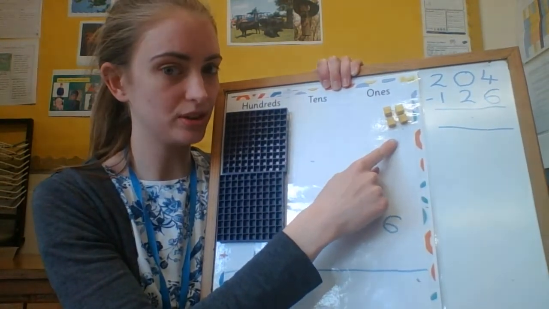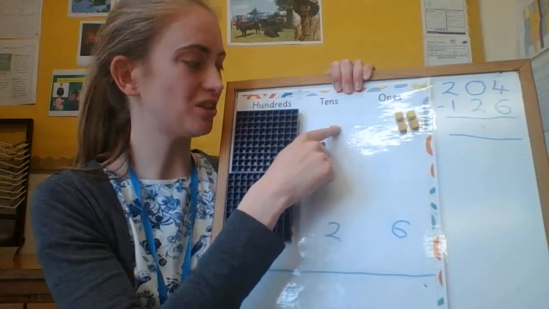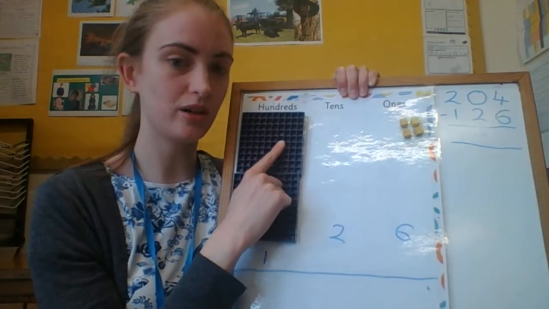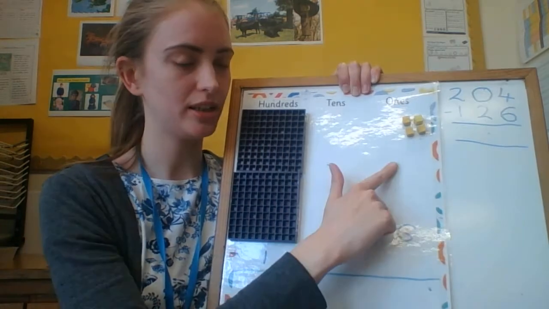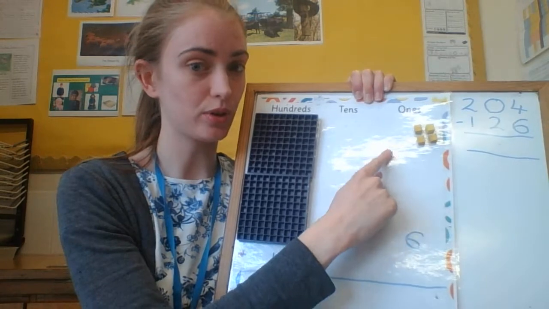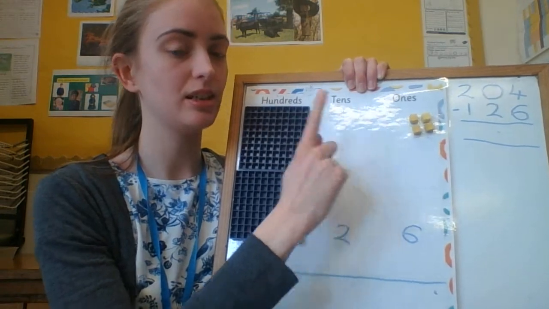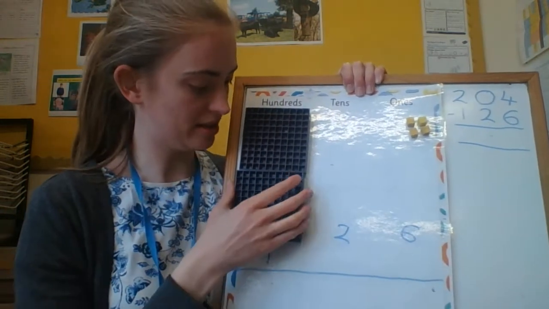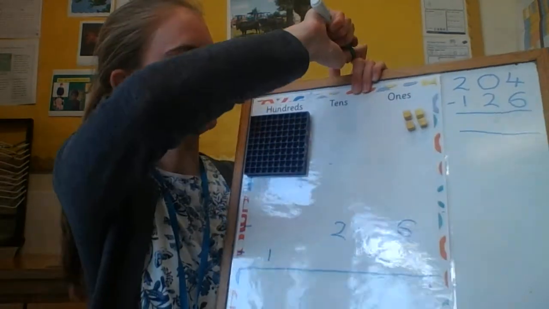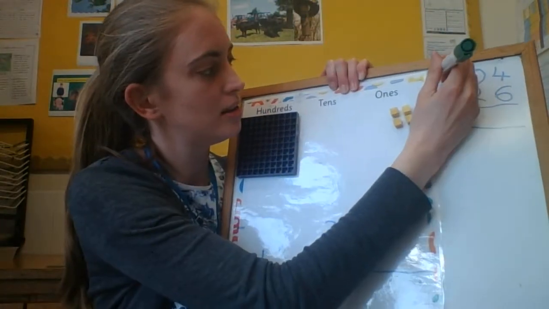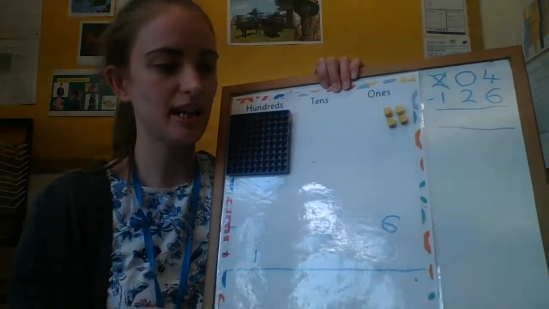So I need to get some more 1s, but there aren't any 10s that I can exchange to get some more 1s. So what we have to do is go to the next column, which is hundreds. Now, 10 tens make 100, so I need more ones. There aren't any tens to borrow from and exchange for. So what I'm going to do is get some tens by exchanging 100 for 10 tens. So I'm going to take 100. So I've got 100 left, and I'm going to exchange that for 10 tens.